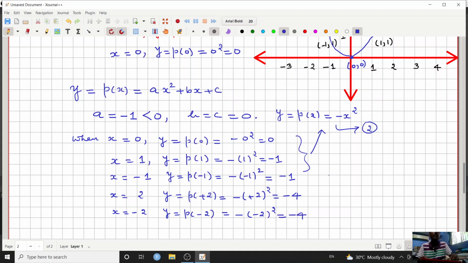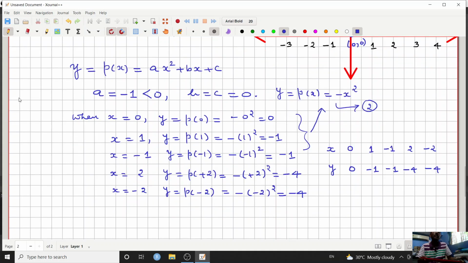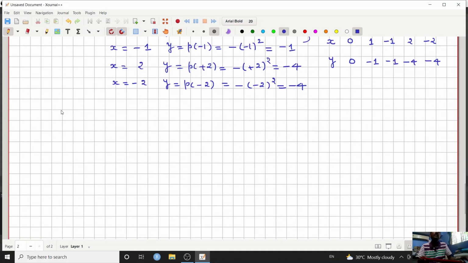Now let us collect the points, the value of x and the value of y. When x is equal to 0, y is equal to 0. When x is equal to 1, y is minus 1. When x is equal to minus 1, y is minus 1. When x is equal to 2, y is minus 4. When x is equal to minus 2, even then y is minus 4. Now let us plot these points on a piece of graph sheet.